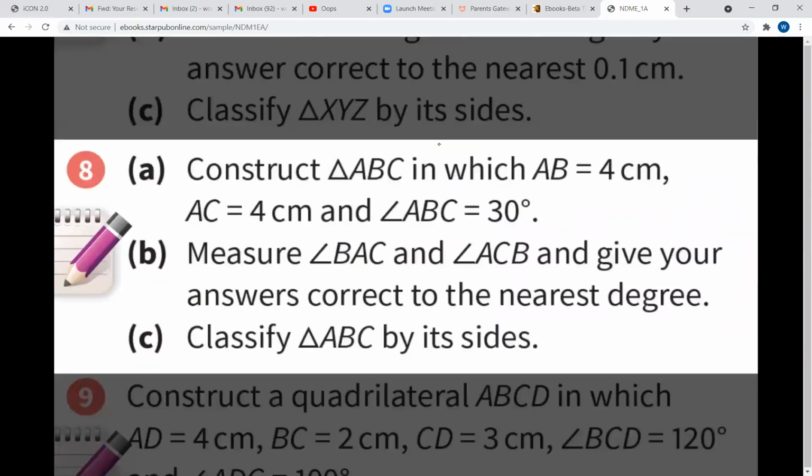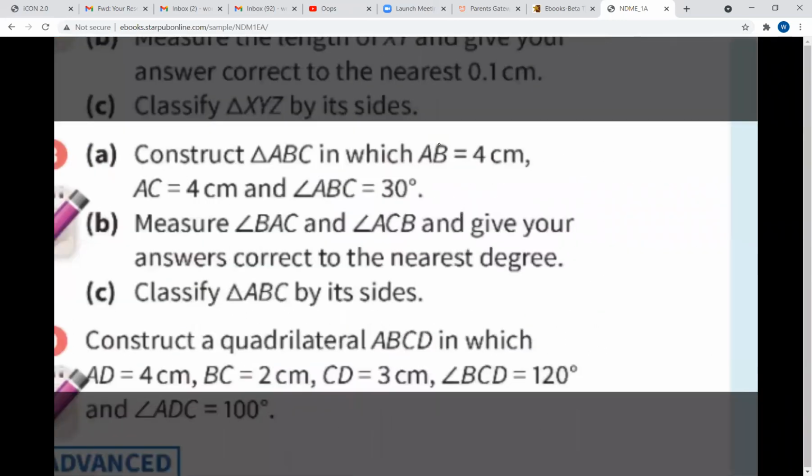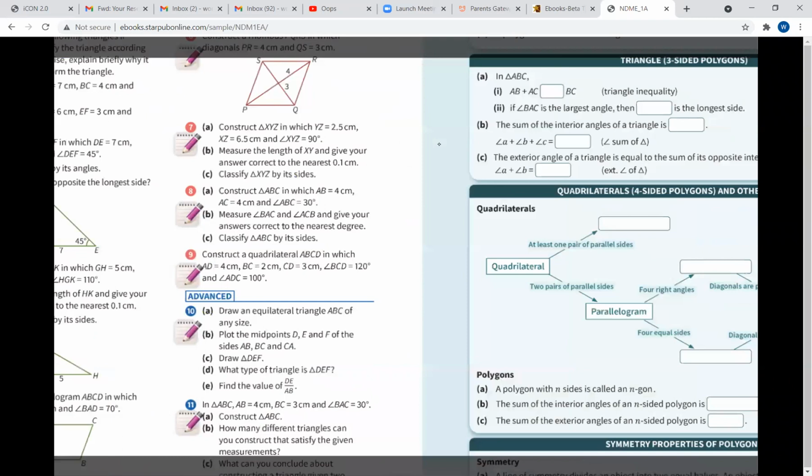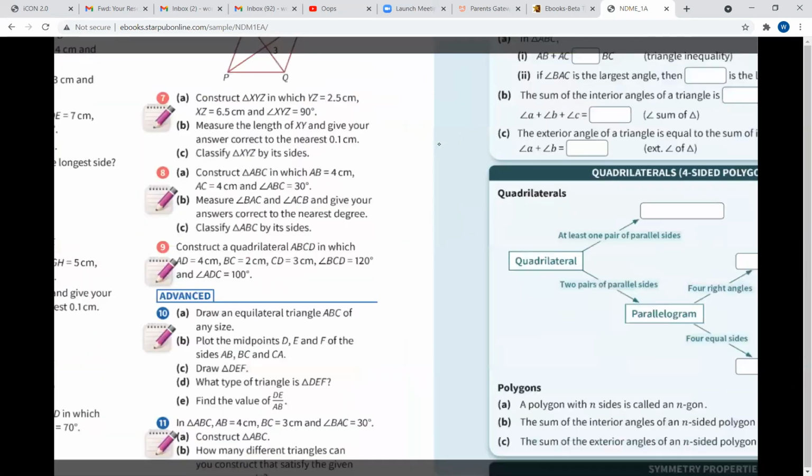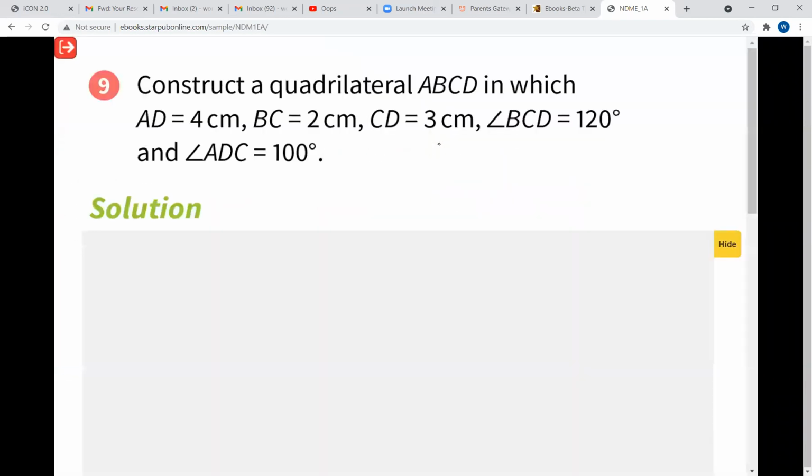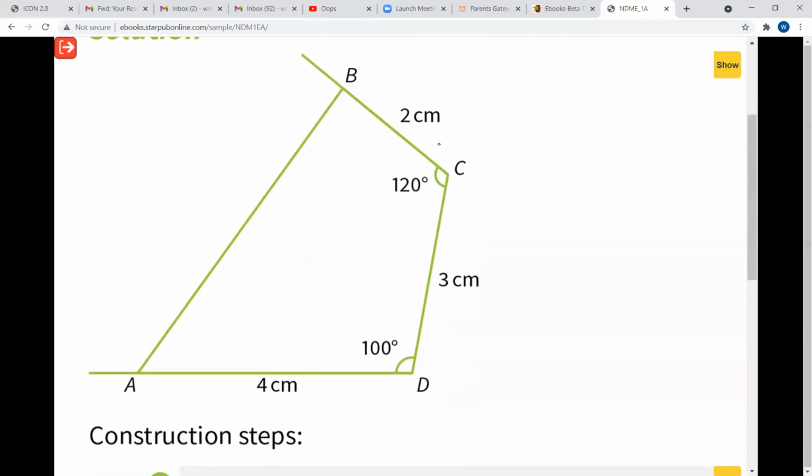And one last one, question 9. Okay, quadrilateral. Quadrilateral means 4-sided. ABCD with the following dimensions, with only one angle, 2 angles given. So do a sketch. If there is no sketch, it's very difficult for you to visualize what it looks like. So this is what we are expecting to see.